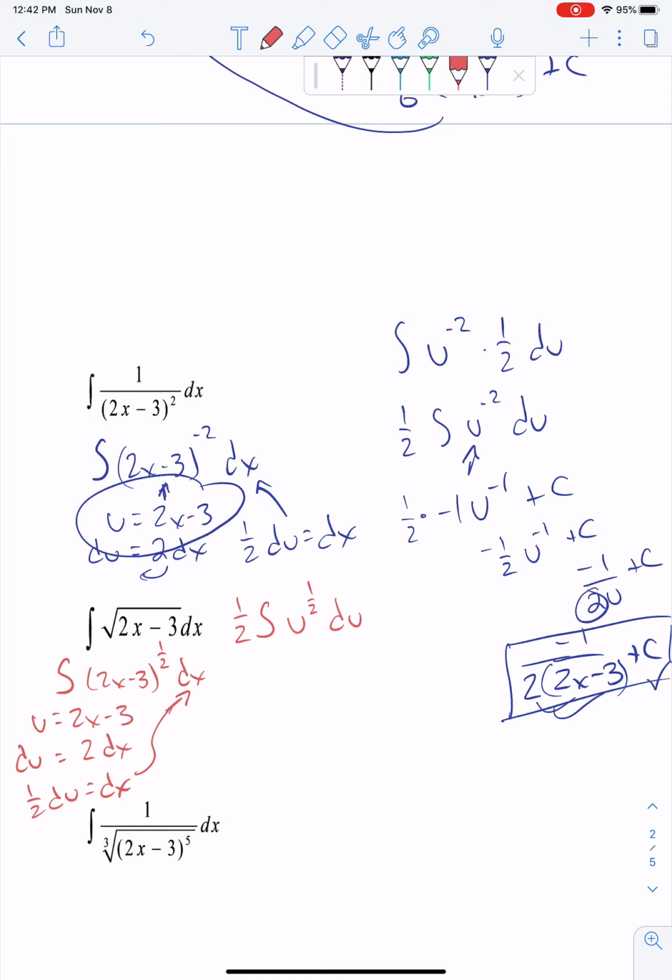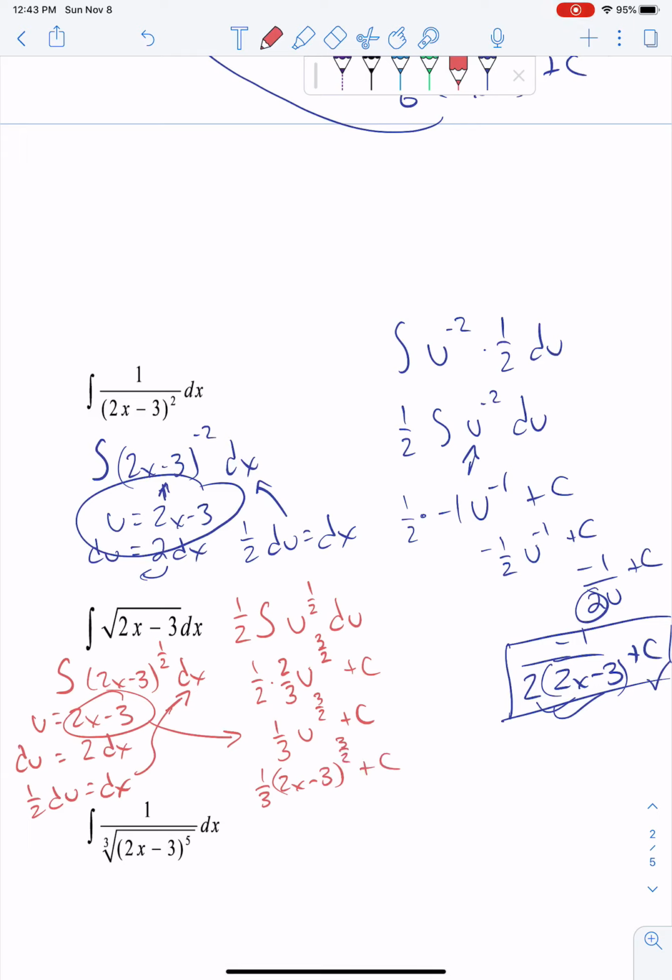Now I integrate. u to the 1/2 becomes u to the 3/2, which means I need to multiply by 2/3. And I also have this 1/2 in front I can't forget about. And then don't forget to add c. So this becomes 1/2 times 2/3, which is 1/3 u to the 3/2 plus c. But I don't want u's in my final answer, so I've got to put the 2x minus 3 back in. So 1/3 times 2x minus 3 raised to the 3/2 plus c.